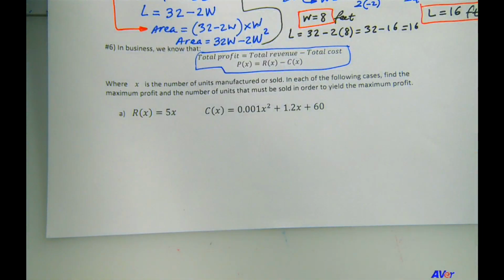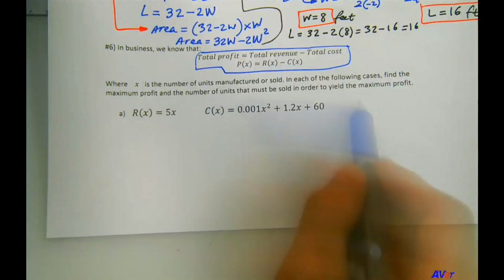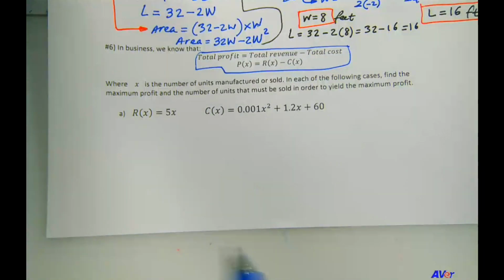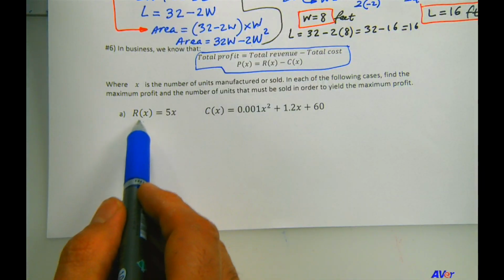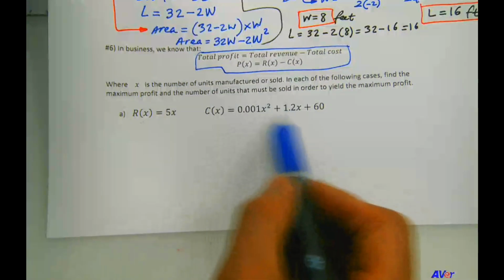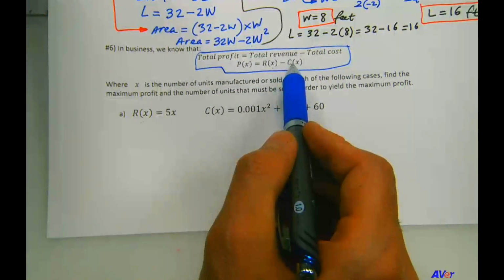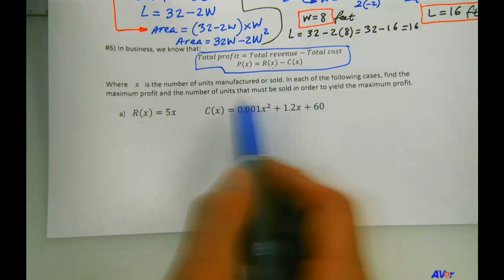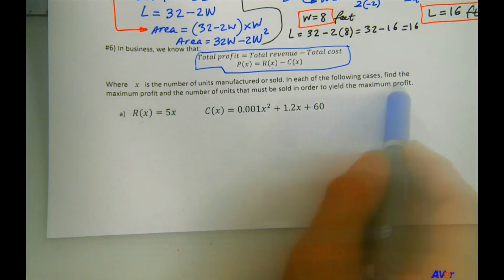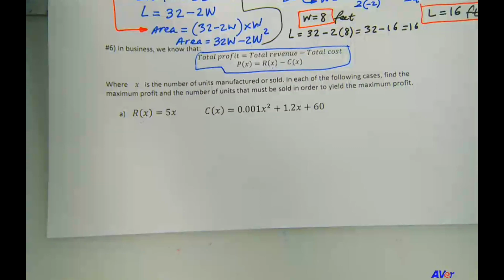So here, they're not giving us the profit function right away. They tell us that the revenue function is this, and the cost function is that, so they give us these two, and then they ask, at which point do we find the maximum profit and the number of units that must be sold in order to yield the maximum profit.